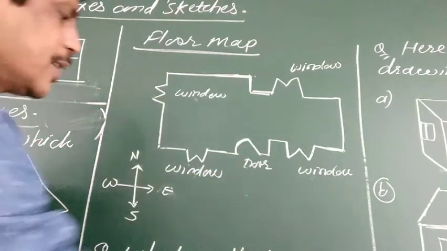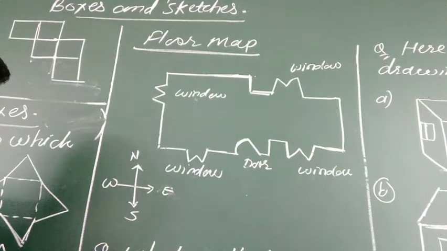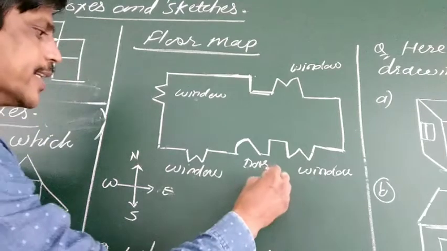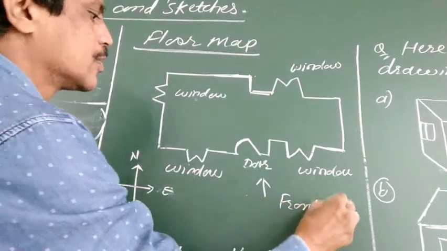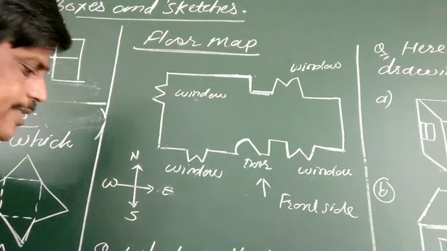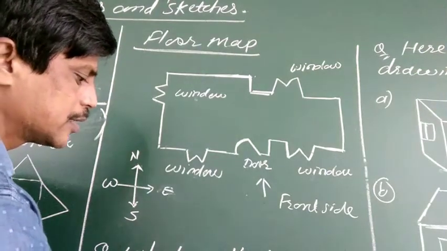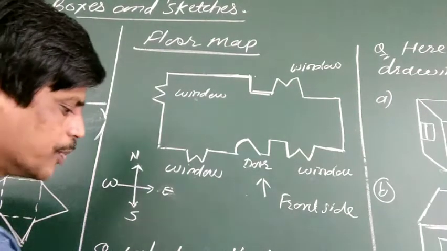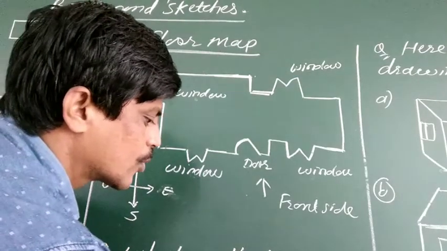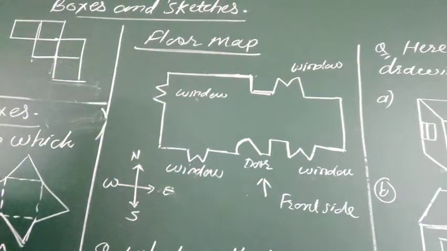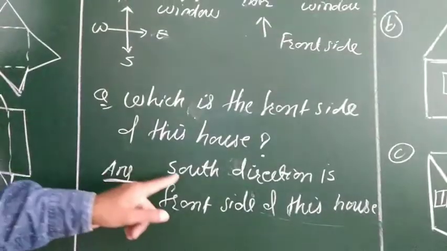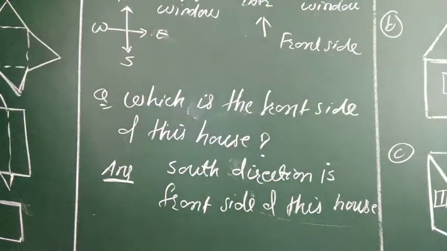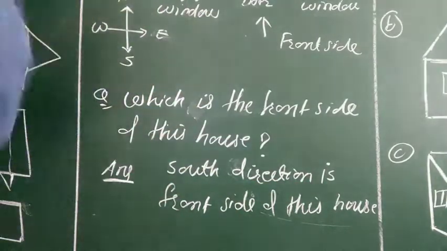तो क्या लिखेंगे? Which is the front side of the house? South direction. ये लिखेंगे आप. See, it is front side. In the answer you will write: the south direction is front side of this house, okay? See, south direction is front side of this house. इस घर की जो south direction है, ये आपकी घर की front side है.